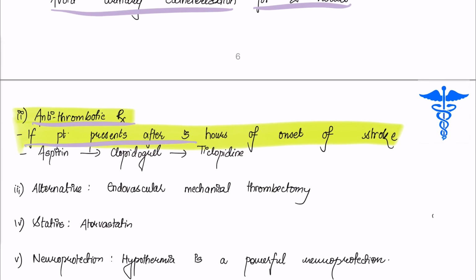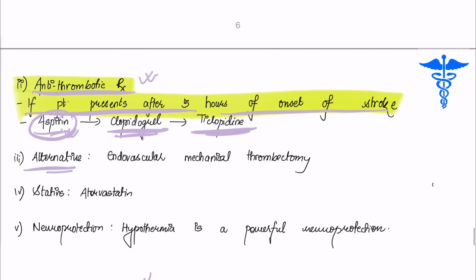If the patient presents after 3 hours of the onset of stroke, then antithrombotic treatment is done. The patient is given aspirin, or if the patient cannot take aspirin, then clopidogrel is given. And if the patient cannot take clopidogrel, then ticlopidine is given. The alternative treatment is endovascular mechanical thrombectomy.